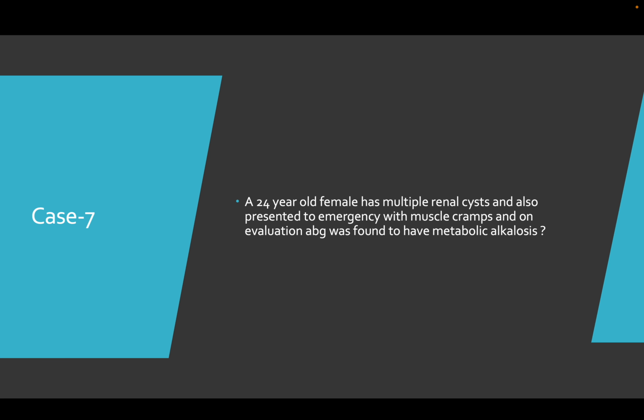A 24-year-old female has multiple renal cysts and presented to the emergency with muscle cramps, and on evaluation was found to have metabolic alkalosis. So what is the cause of renal cysts, you think? If the patient has significant hypokalemia, there are certain complications of hypokalemia. Patients develop renal cysts. So renal cysts are one of the complications of hypokalemia. When you look at patients who are chronically hypokalemic, you find cysts on the ultrasound. So they might have cysts due to the hypokalemia.